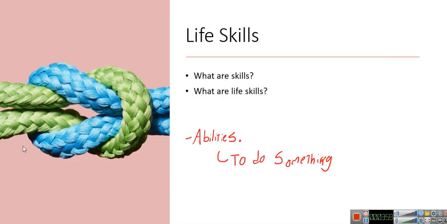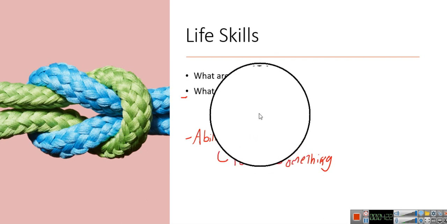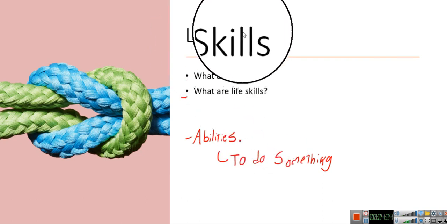So yeah, skills in general, they are abilities, and they are a tool for us to do something. Now, normally, the way we find out the meaning of something is by following the tail. So let's look at this example. Here we have the example of life skills.